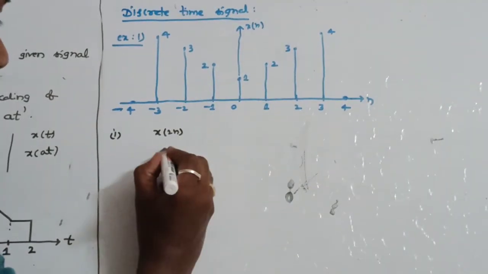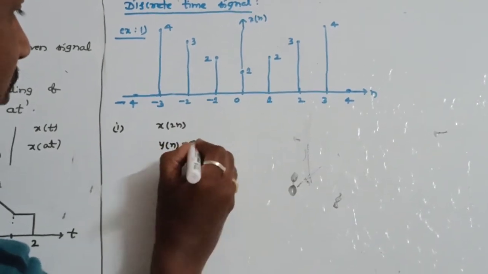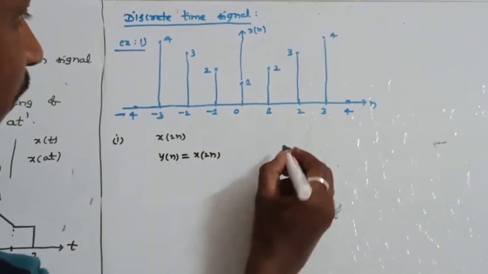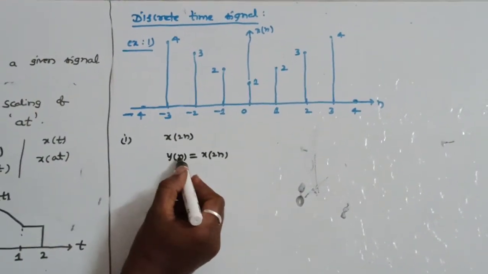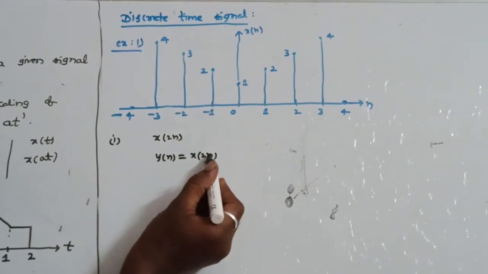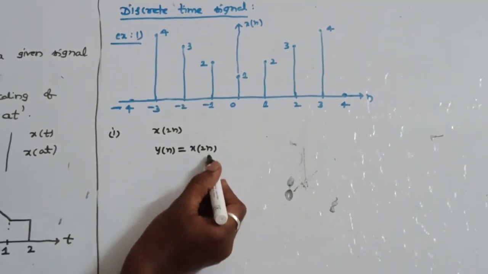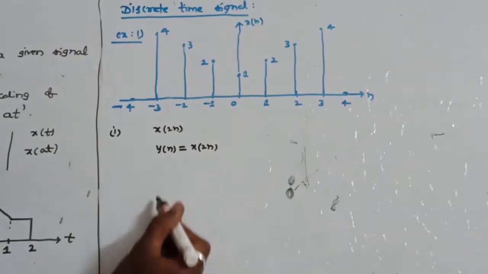For this purpose, let us assume y of n is equal to x of 2n. We have to substitute different values of n, and find out what the values of it are. Here substitute different values of n: n equal to 0, 1, 2, 3, 4, minus 1, minus 2, minus 3, minus 4, and let us find out y of n.